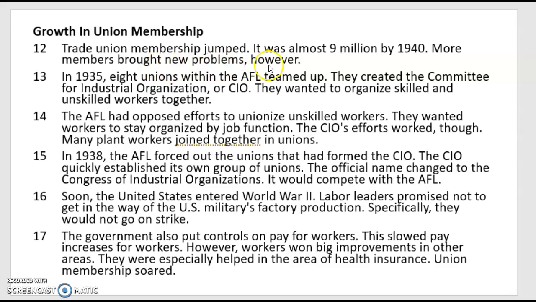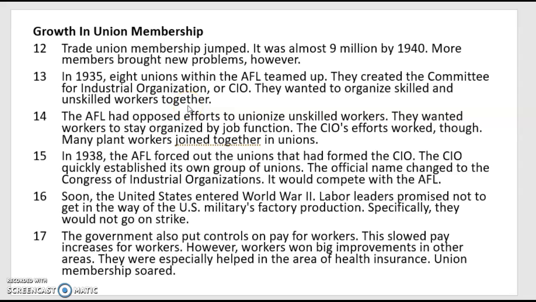More members brought new problems, though. So I'm about to read, okay, so this sounds so great, but obviously there were some problems that came along with it as well. In 1935, 8 unions within the AFL teamed up. Now, just to remind you, the AFL is a group of unions. So a bunch of unions formed in different locations, joined together, and that's how they created the AFL. So in 1935, 8 unions within the AFL teamed up. They created the Committee for Industrial Organization, or CIO. They wanted to organize skilled and unskilled workers together.